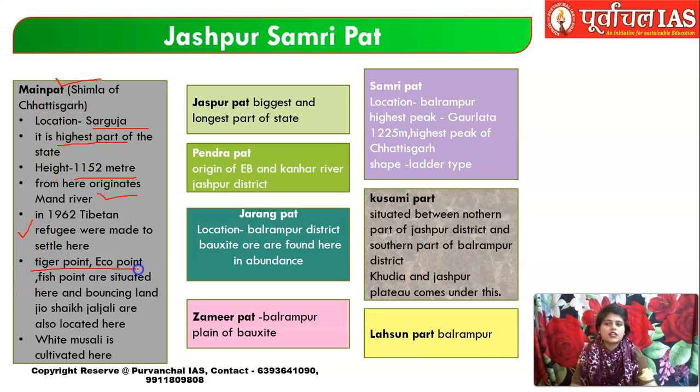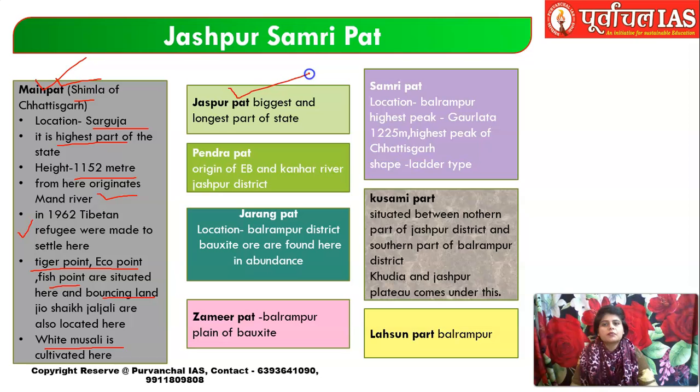And here many of the things are there for tourism purposes. We have Tiger Point, Echo Point, Fish Point, we have Bouncing Land, etc. being found here. Jaljali, these are all the places to see. And white musli is cultivated in the Mainpat area, and I told you this is the coldest place of Chhattisgarh in the winter months. So that is why it is called the Shimla.